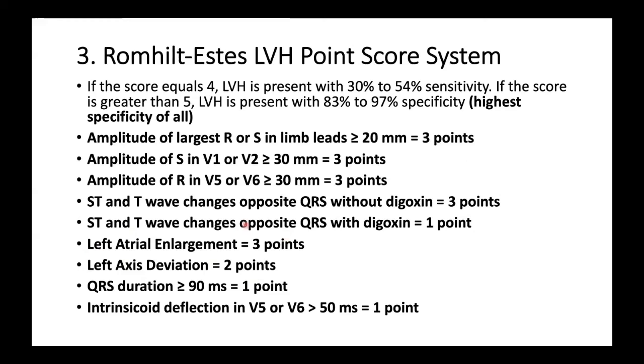QRS duration more than 90 has 1 point, and the intrinsicoid deflection in V5 or V6 has 1 point. So if 5 or more points are there, it is almost 97% specific for LVH.